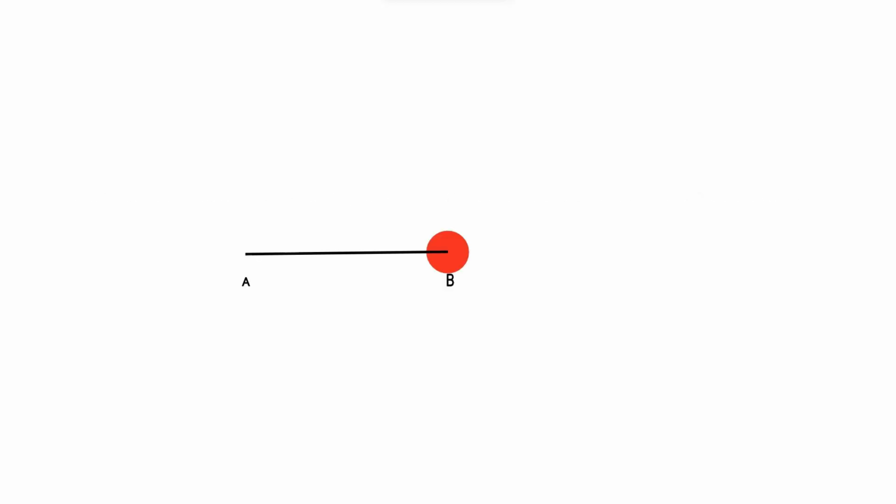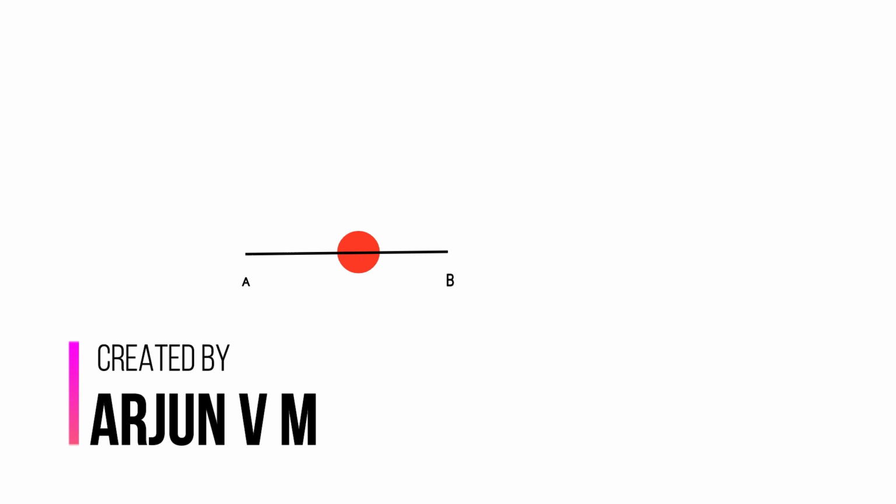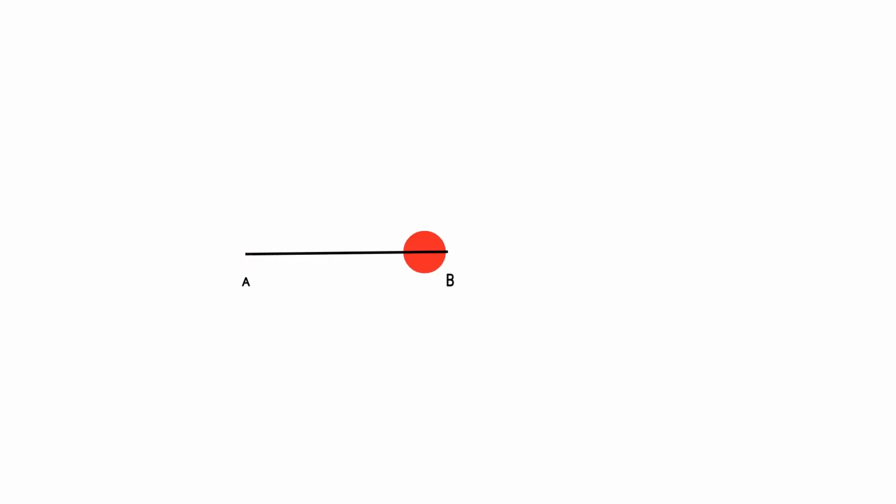That is, here I am going to consider a line AB having a finite distance and a red colored point or body which is moving from B to A with a constant linear velocity. So we can say here that the body is having a straight line motion with constant velocity.